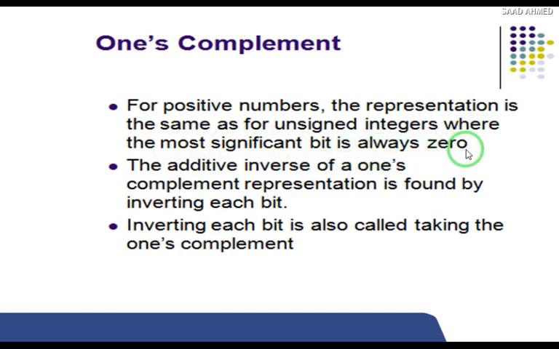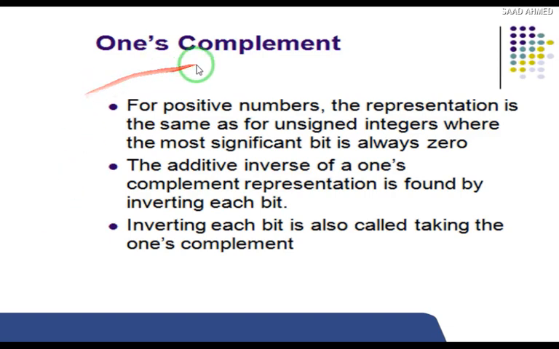This is what you need to remember and understand: if the MSB is 0, then whether it's a signed number system or an unsigned number system, they will be the same. But the additive inverse of a 1's complement representation is found by inverting each bit. Now, if you want to convert a positive number into a negative number, you need to take its 1's complement as step 1, and then the 2's complement as step 2, to convert a positive number to a negative number in the signed number system.